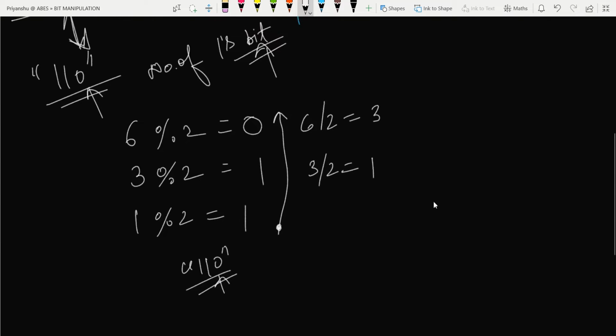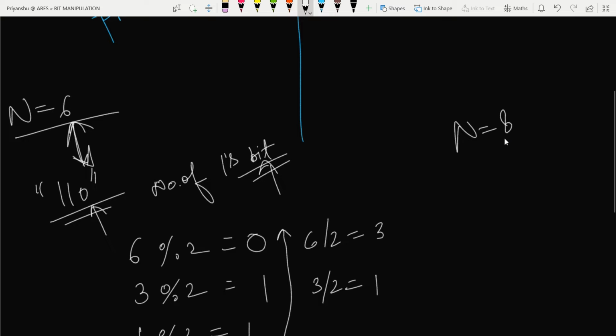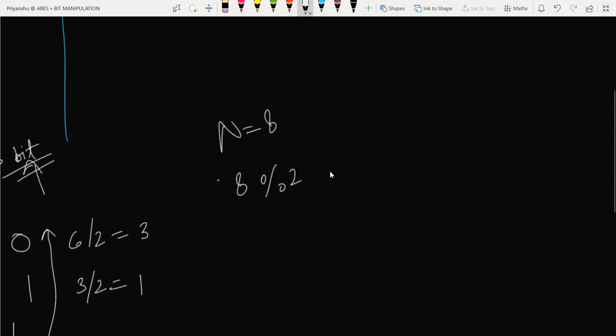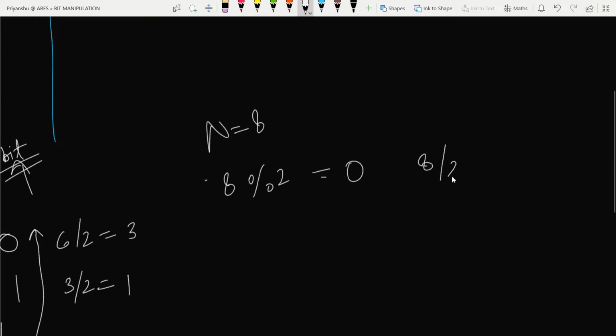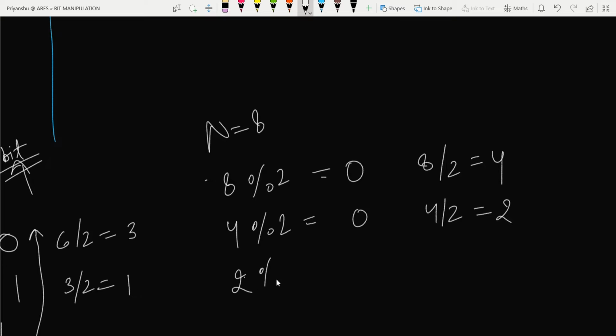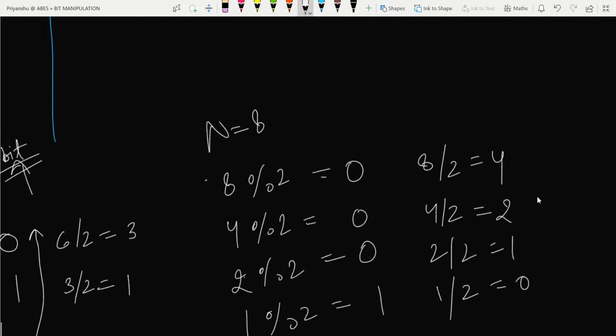Let us analyze it for 8 also. N equals 8. We take the modulo by 2, it would be 0, and we divide 8 by 2, it would be 4. Again we take modulo by 2, it would be 0, and divide 4 by 2, it would be 2. Again modulo by 2, it would be 0, and divide 2 by 2, it would be 1. Again we take 1 mod 2, it would be 1, and divide 1 by 2, it would be 0. So we end this process when our number reaches 0.